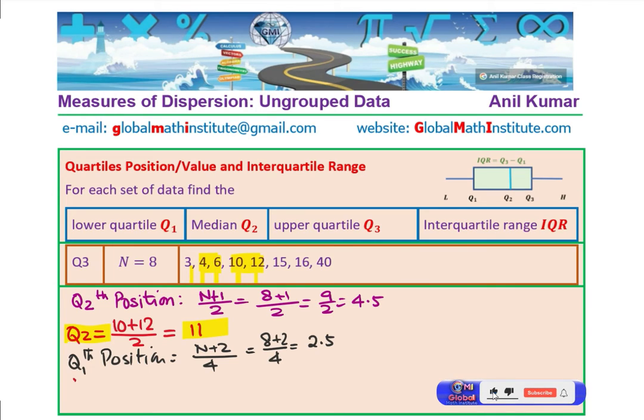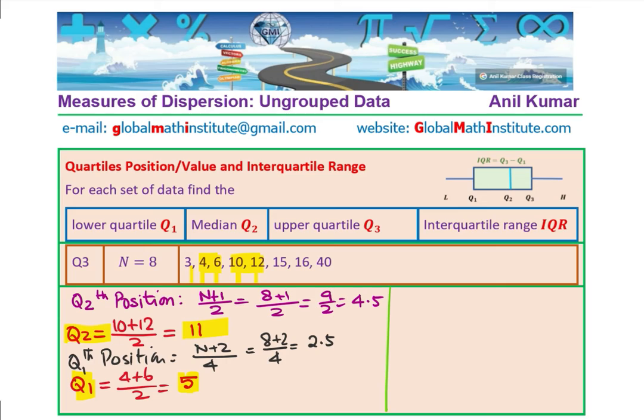So we get Q1 value as average of 4 and 6, which is 10 divided by 2. The value is 5. Is that clear to you? So we have Q1 as 5. Perfect. Let's find the value for Q3.